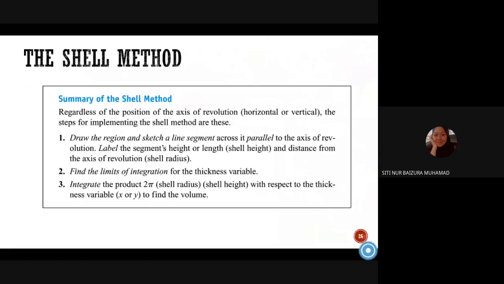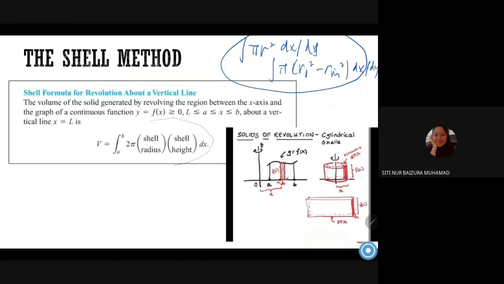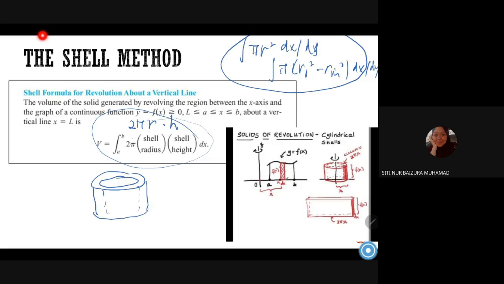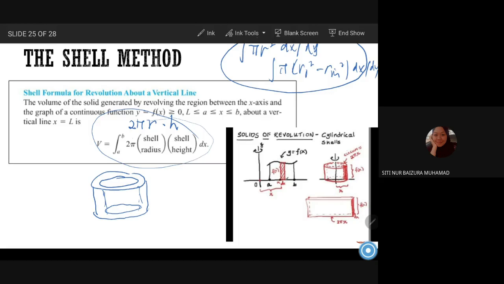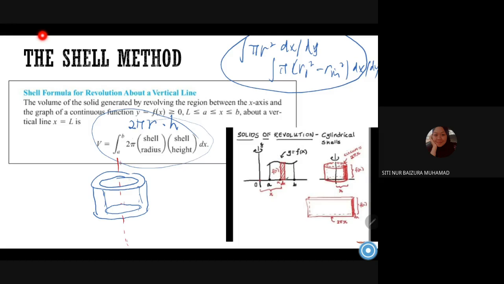Nak explain dulu, okay, kenapa the formula jadi macam ni. 2 pi r times h. Macam kita tadi, okay class, just imagine we have a cylinder like this yang dia ada lubang kat dalam, kat tengah tadi. Kalau guna disc method tadi, it rotates about this line kan? Rotate about the vertical line. Katakanlah rotate about the y-axis.